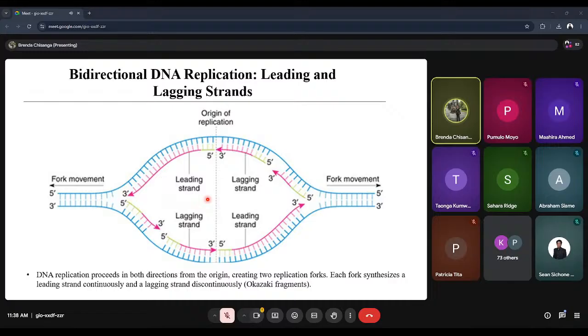If you split it here, it means that this end will be a 3' end. That end there should be a 5'. So this should be continuous. If this end is a 3', this end here should be a 5'.